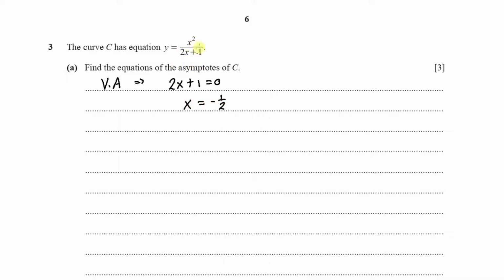And then for the other asymptote, if you look at this equation, you can see that the degree of the numerator is 1 greater than the degree of the denominator. What that means is that we're going to have an oblique asymptote here. So for the oblique asymptote, I'm going to divide 2x plus 1 into x squared. So let's do that. I'll write here x squared plus 0x plus 0.